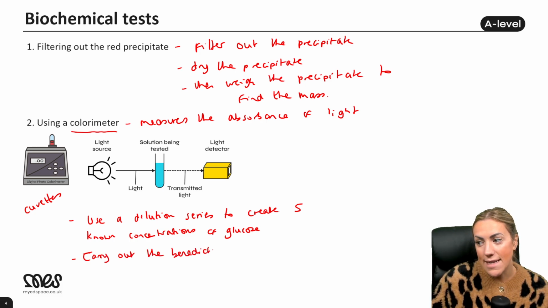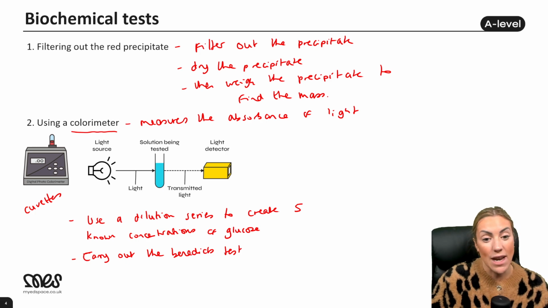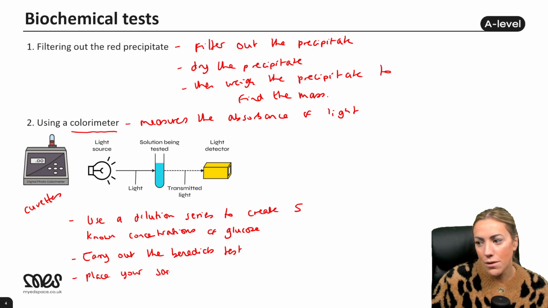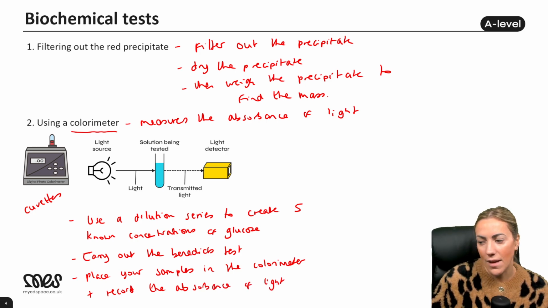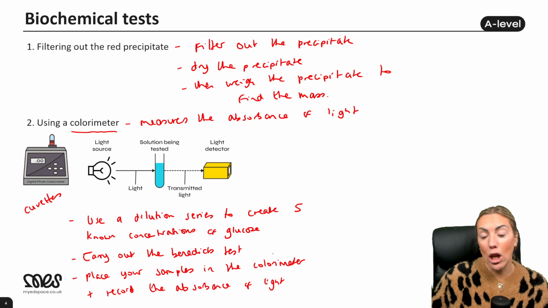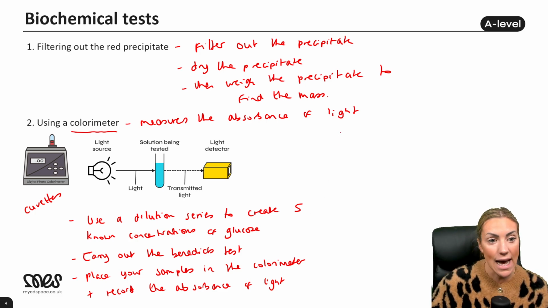And again, the Benedict's test is where you add your Benedict's reagent and you heat it. Then you'd place your samples in the colorimeter and record the absorbance of light. Okay, now you could then plot this on a graph. Now this is the kind of graph that we call a calibration curve.